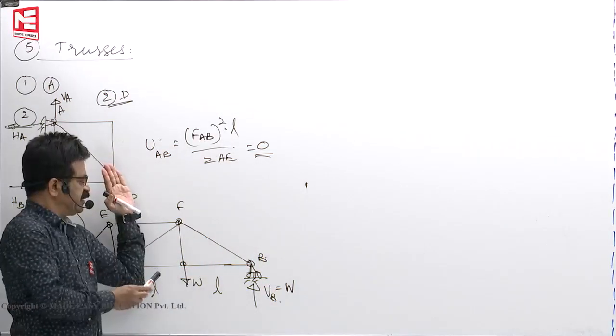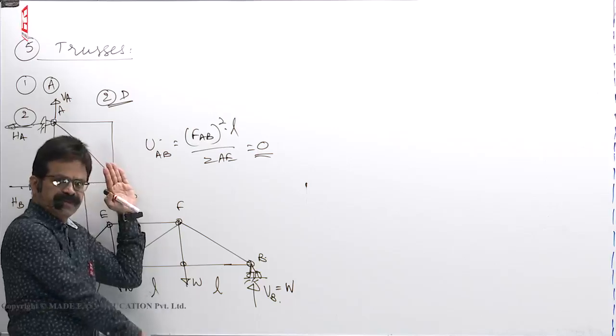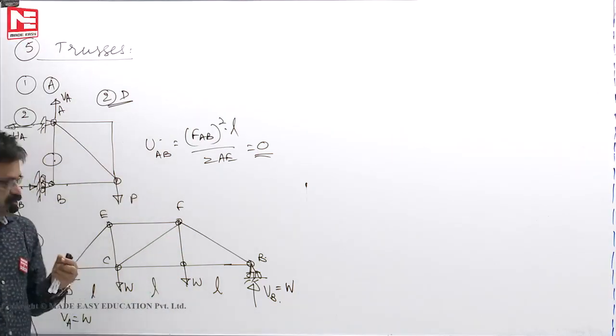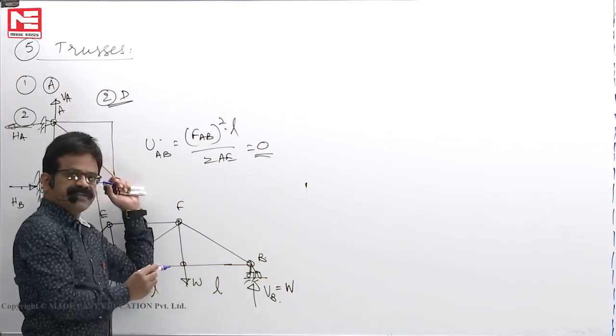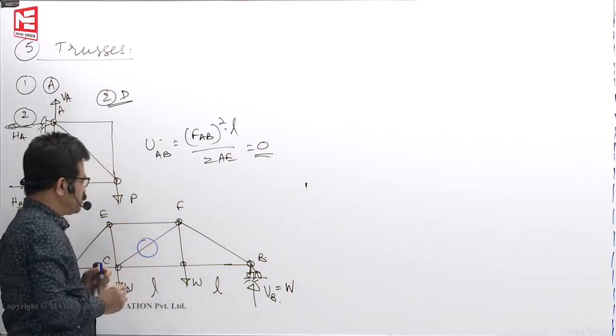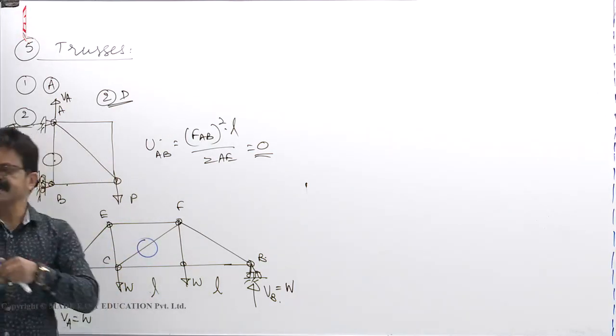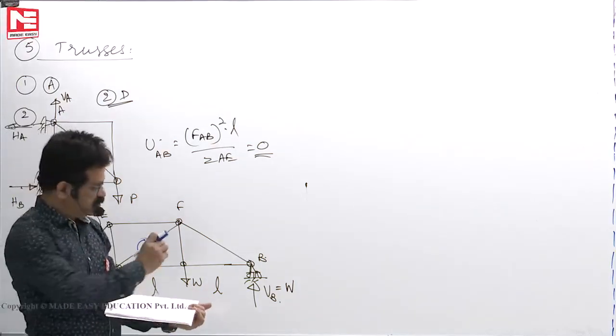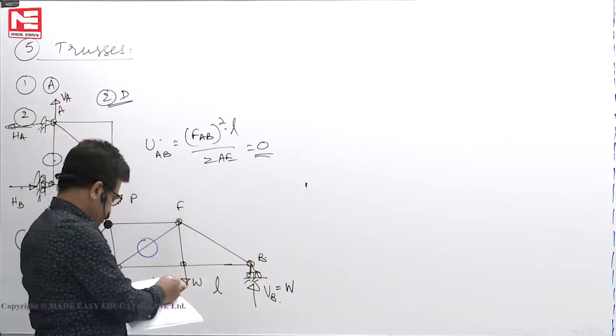Second panel, section here, upward W, downward W. Net force is 0. So panel shear should be 0. So, if panel shear in the second panel is 0, force in the inclined member is 0. So, force in the member CF is 0. So, that's how quickly, without doing any calculation part, we should complete the problem.